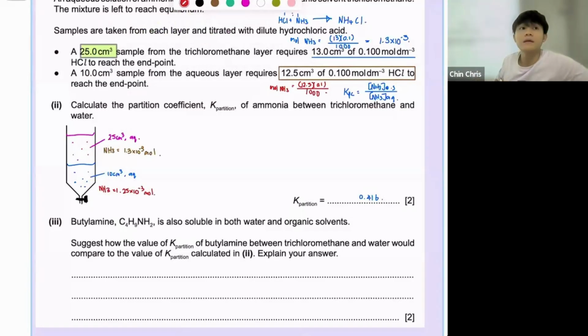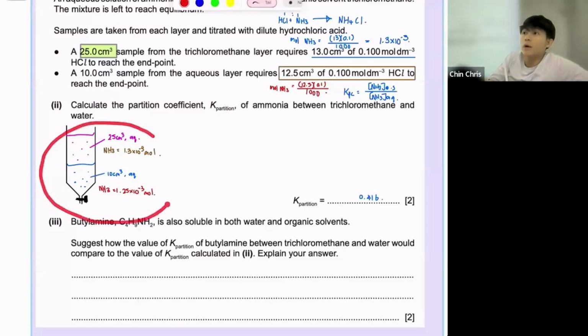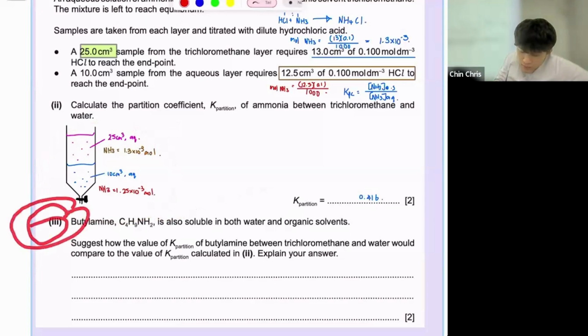Is that right? Okay, then guys, once you have it, I just want you to sub it into your KPC. Again, if you have a drawing, everything is easier to visualize. So just sub it in. I'm not doing it. Now I want you to look at part 3.